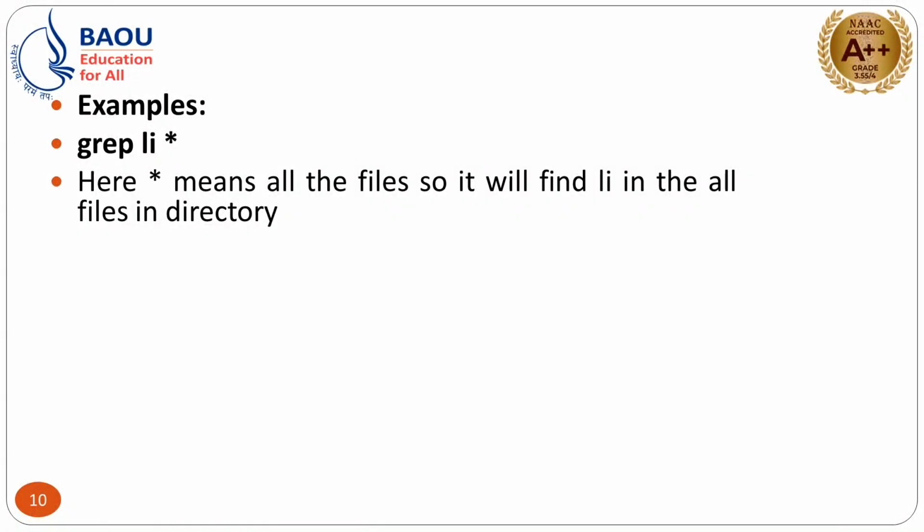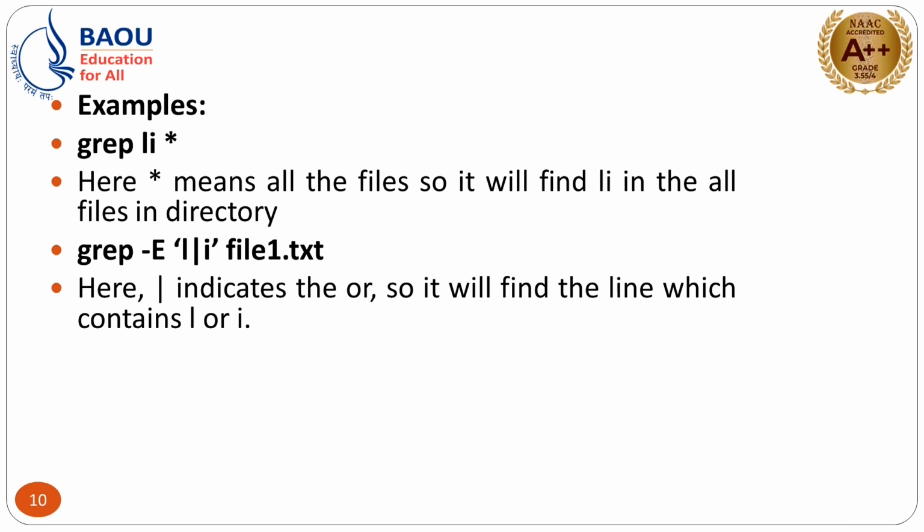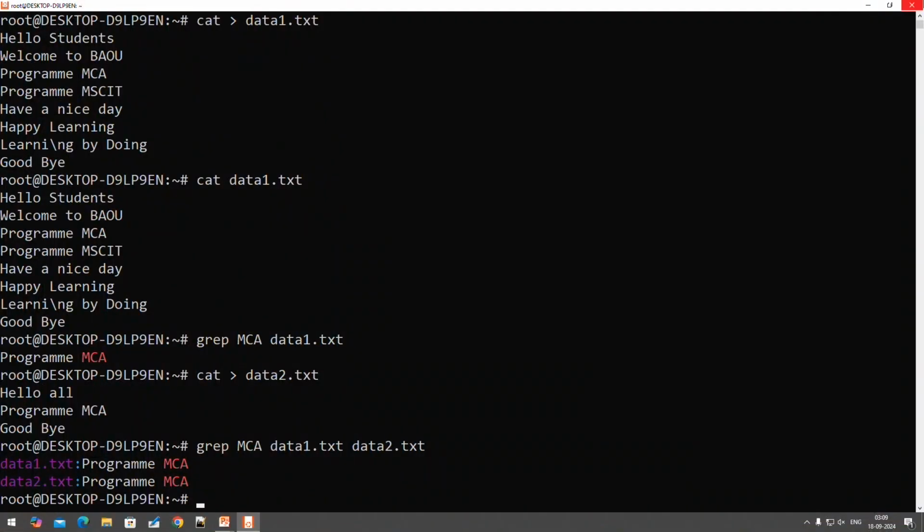Now, move to our presentation. You can see another thing: grep, then capital E option, L, pipeline symbol, and then I. What is the meaning of this command? If you want to search with an OR option, for example, you want to search with L or with I in a specific file, in that case you use this E option.